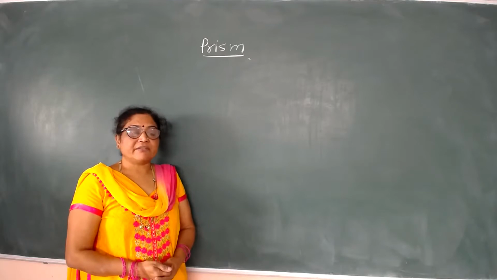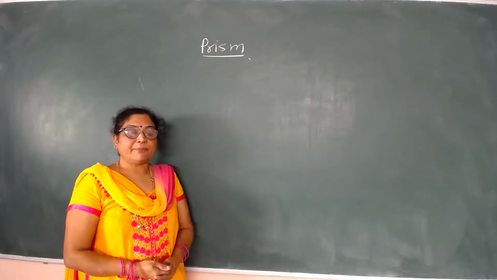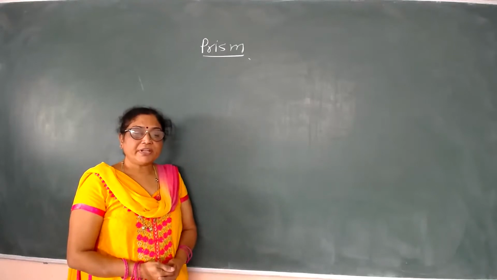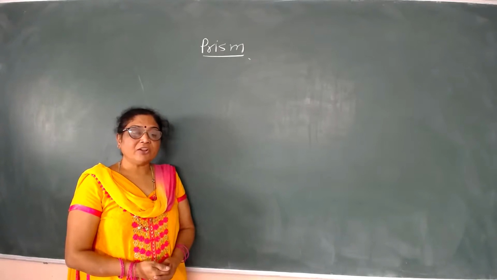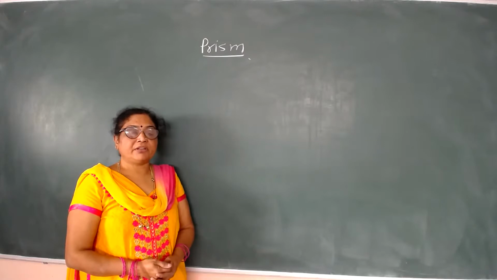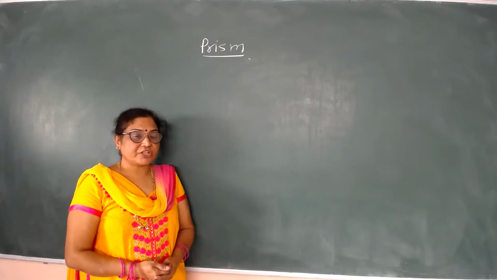That is n = sin((A + D)/2) / sin(A/2), where A is the angle of prism. We know that the angle found between the two refracting surfaces is known as the angle of prism, and the angle of prism for an equilateral triangle is 60 degrees.